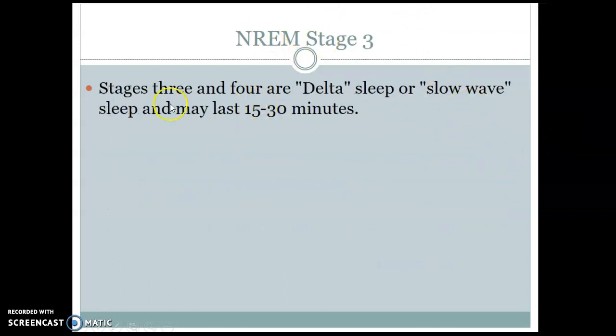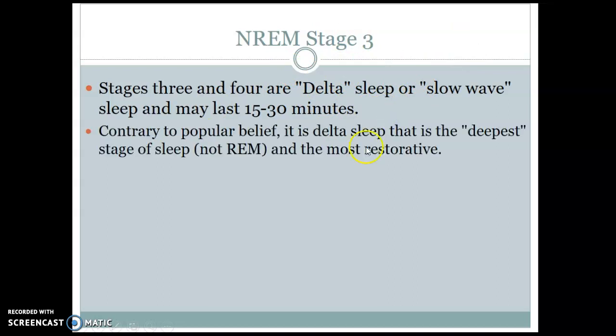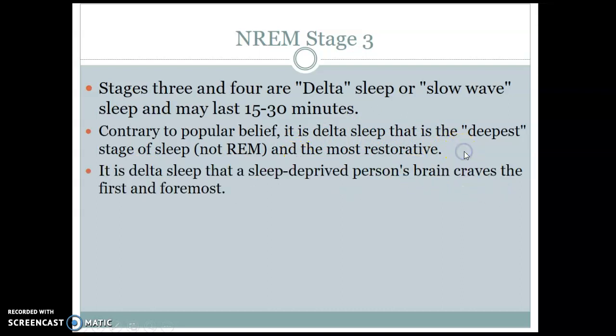Non-REM stage 3 sleep. Stage 3 and stage 4, this is where the delta waves start to come in. So this is where we start to engage in really, truly deep sleep. Contrary to popular belief, it's delta sleep that is the deepest, not the REM. So you're in deepest sleep before you start to truly dream, and this is the most restorative. It is delta sleep that a sleep-deprived person's brain really craves.